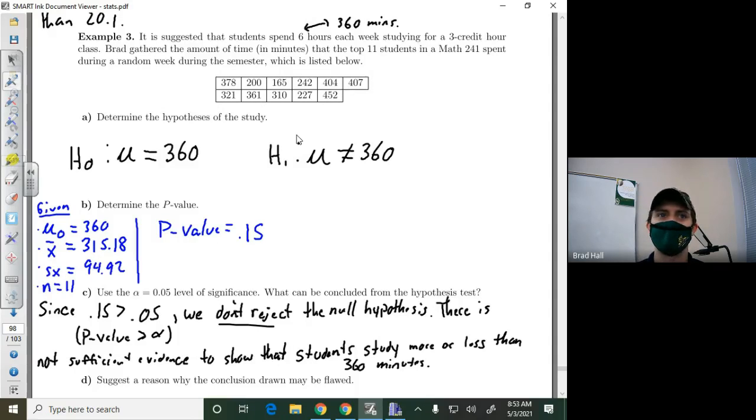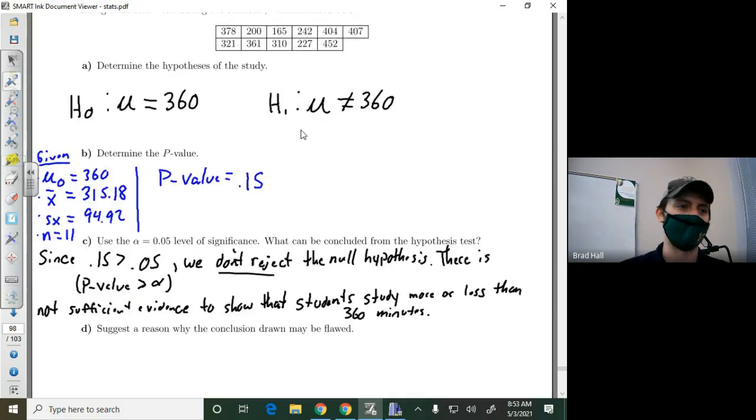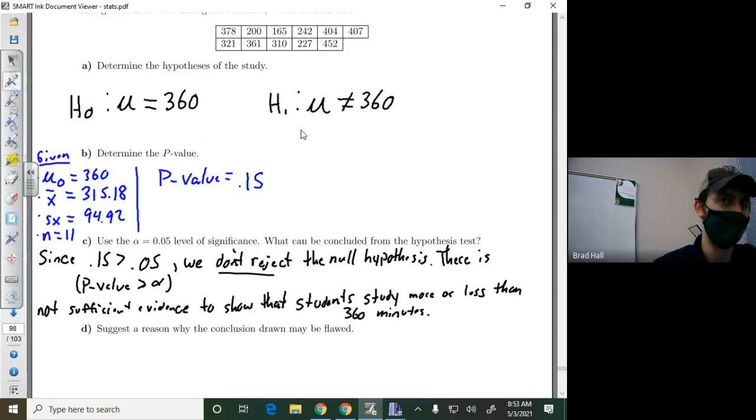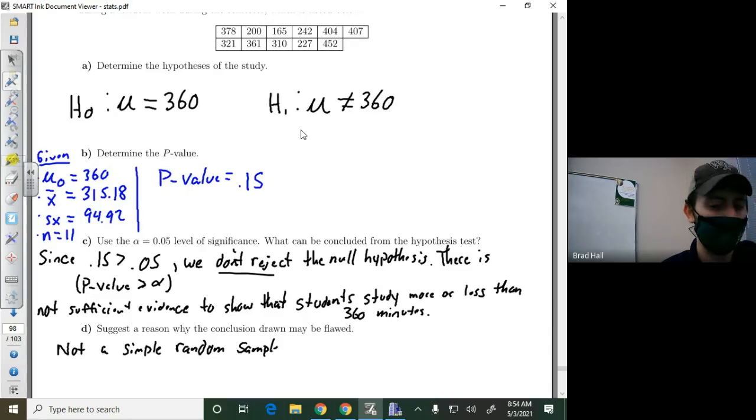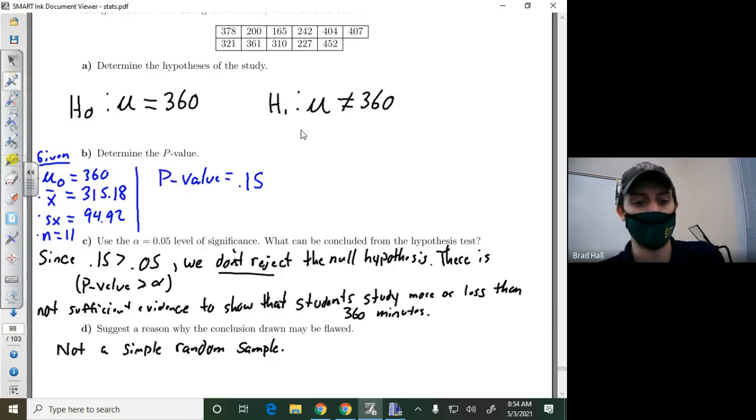It's from the top 11 students. So there was a homework question that does throw that in there, and I wanted to do something similar. So it's not a simple random sample. It's not a simple random sample, though. We're choosing the top 11. If it were truly simple random, I would just choose 11 from every student.